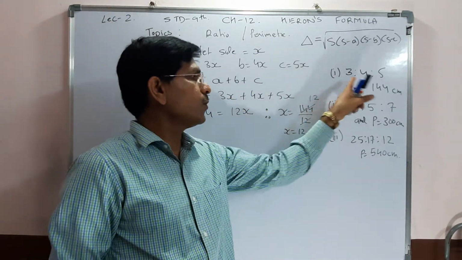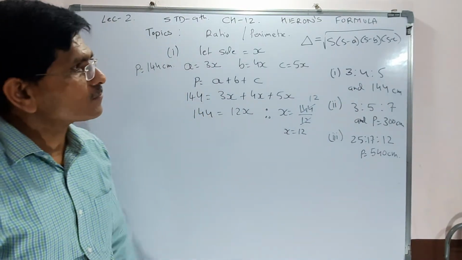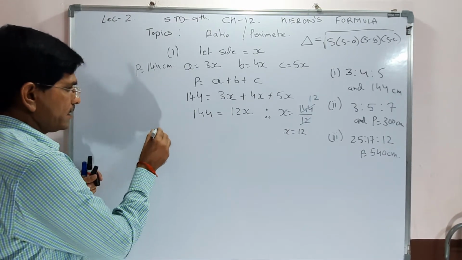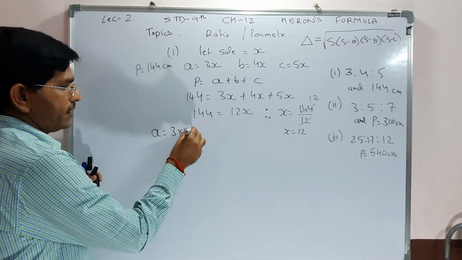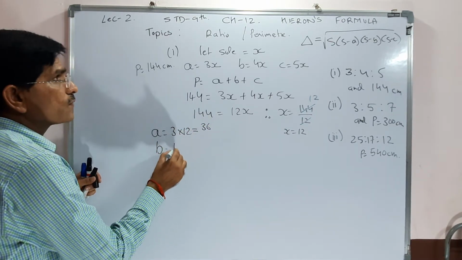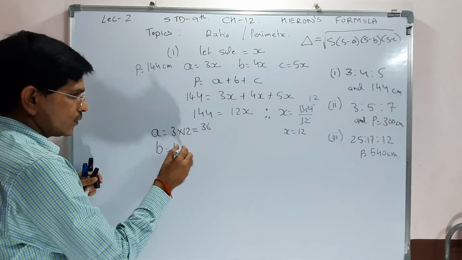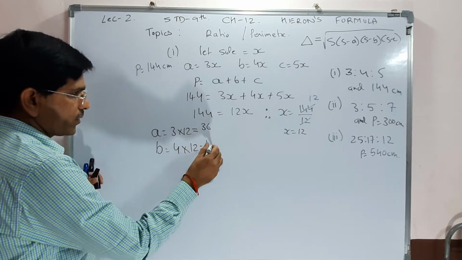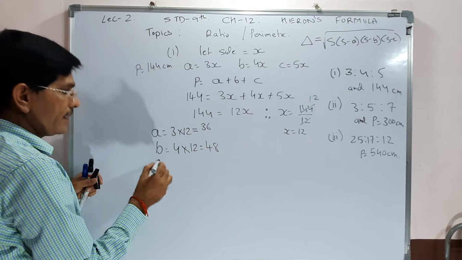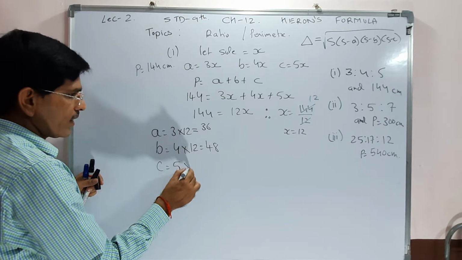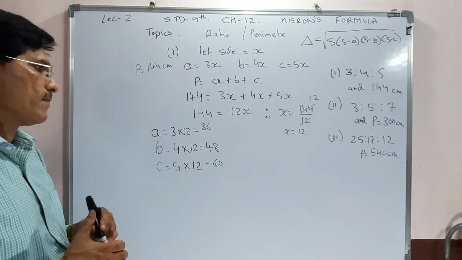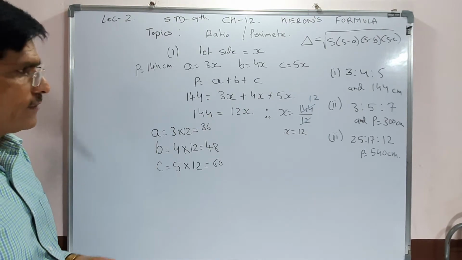Now we have to find all three sides. A is given as 3x, so A is 3 into 12, that is 36. Now B is 4x, so 4 into 12 is 48. And C is equal to 5 into 12, that is 60. So A, B and C we have got.